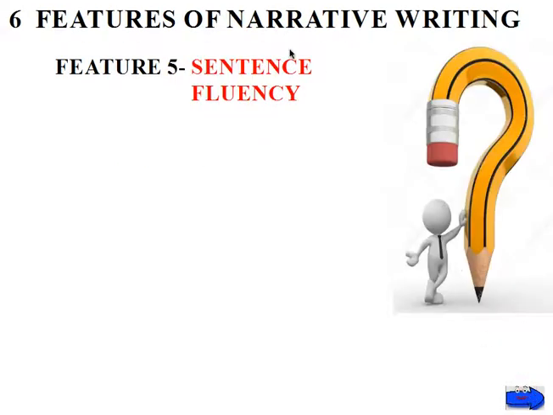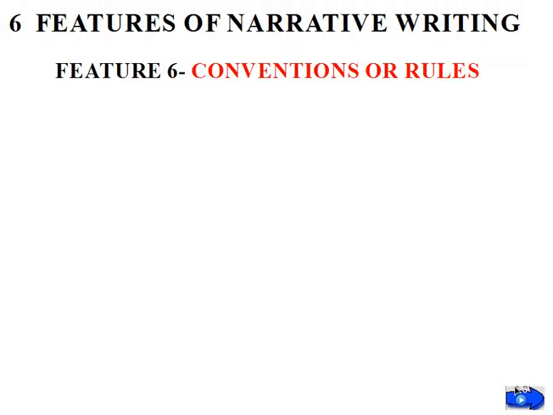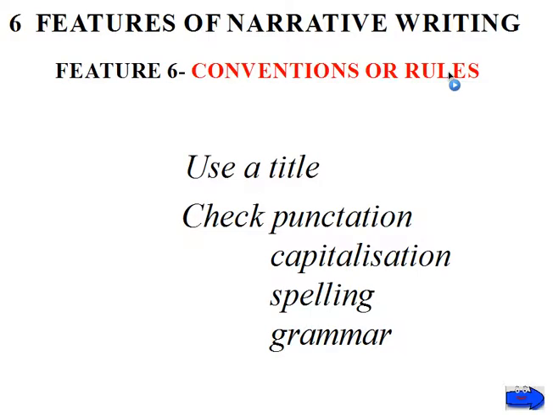The next is sentence fluency. When we speak about sentence fluency, it means that you are to be sure that the story is really easy to read, that there are long and short sentences in the story, and that sentences begin with different words. And the 6th feature is conventions or rules. You are to be sure that your story is error-free. See whether you have used the right title. Spelling, punctuation, capitalization, grammar are also very important.